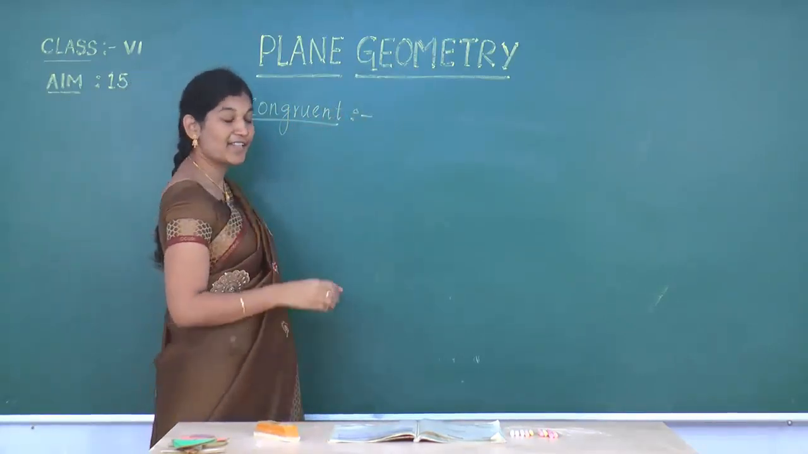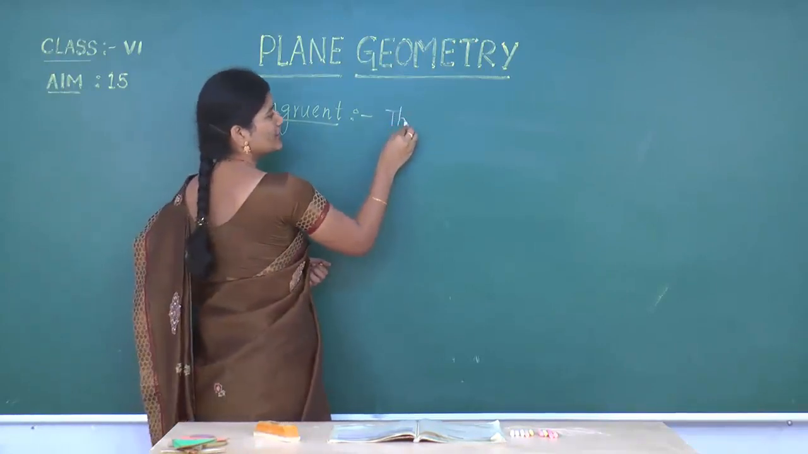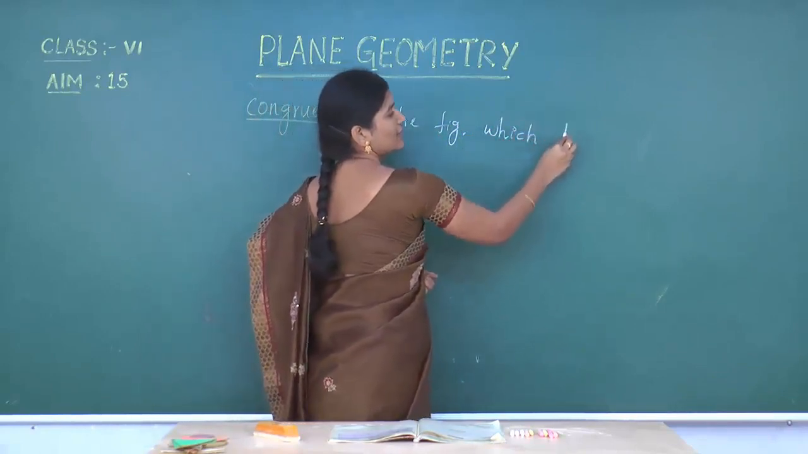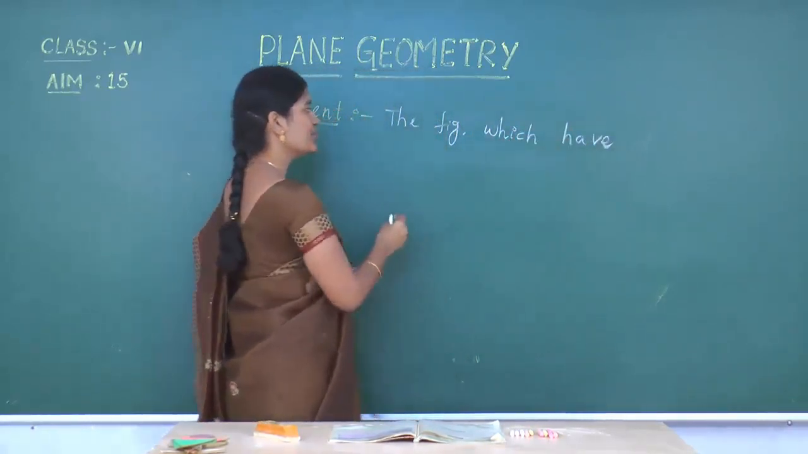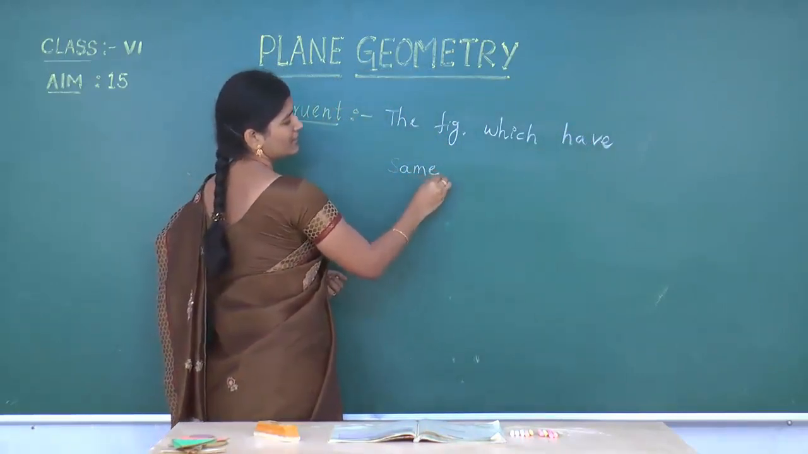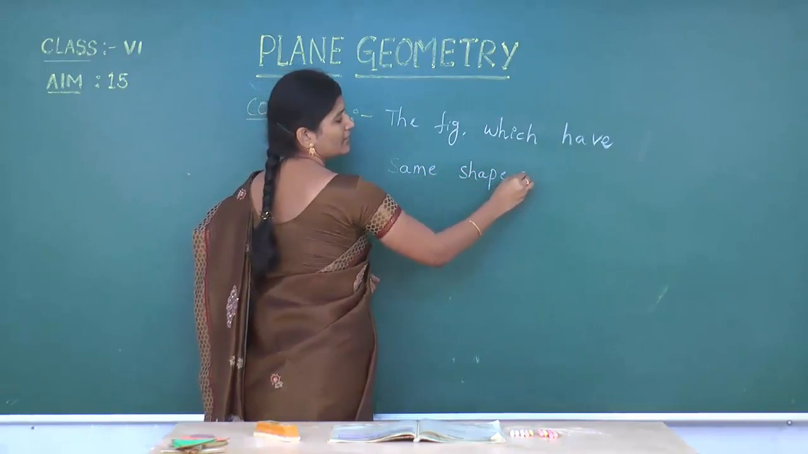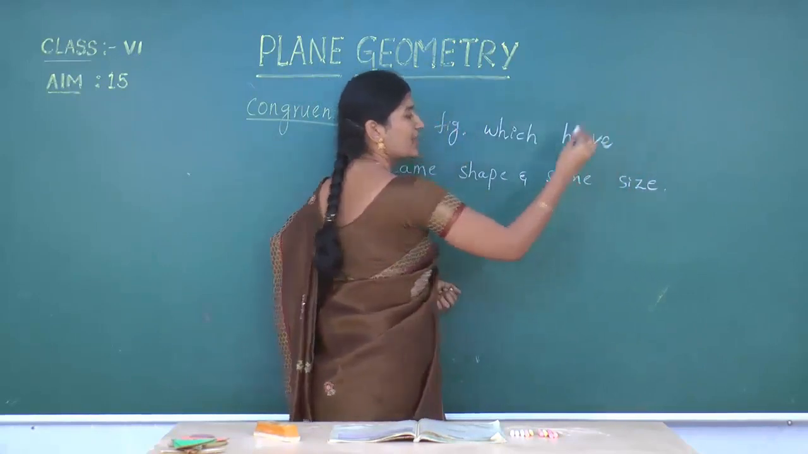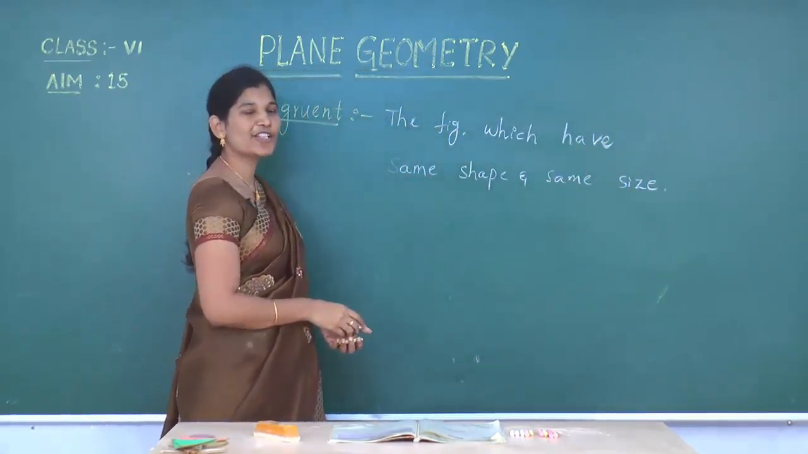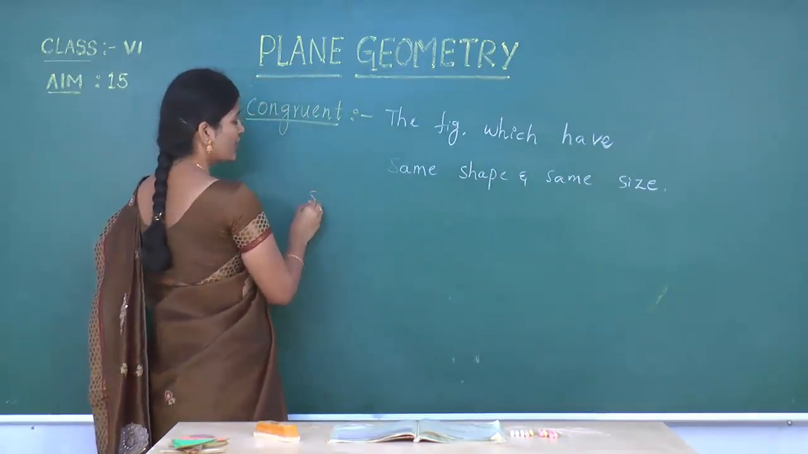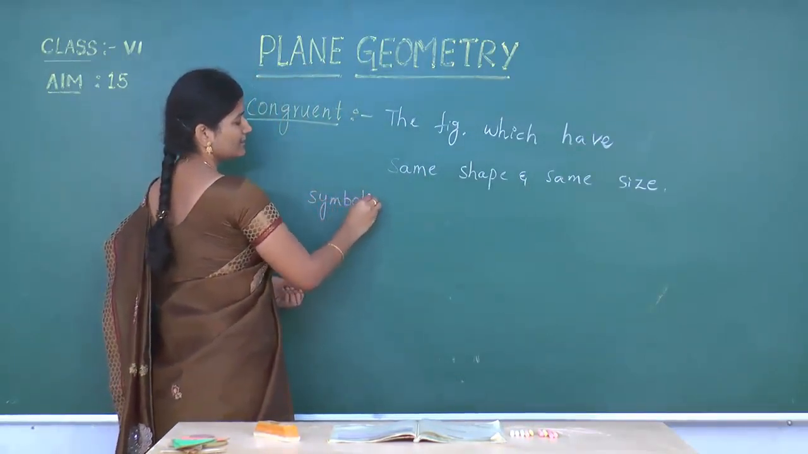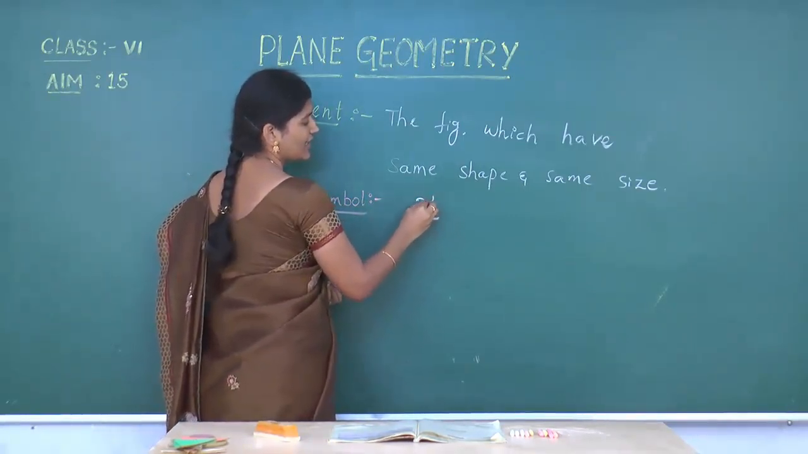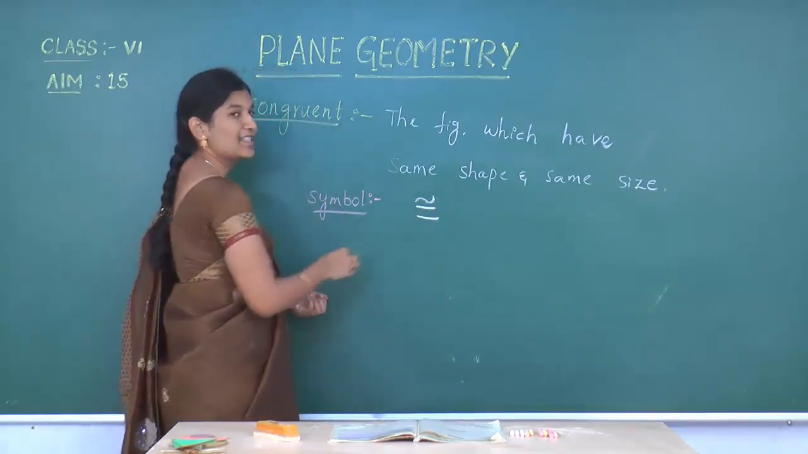What is meant by congruent? The figures which have the same shape and the same size also, we can call those figures congruent figures. The symbolic form of congruency is this one. We can indicate the congruent figures with this symbol.